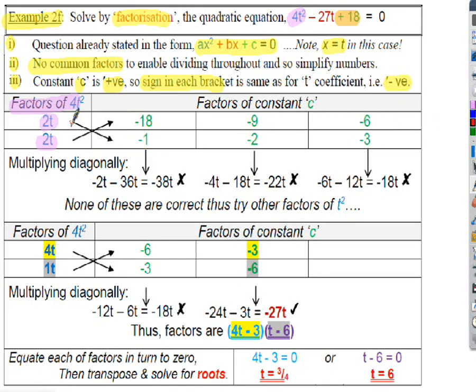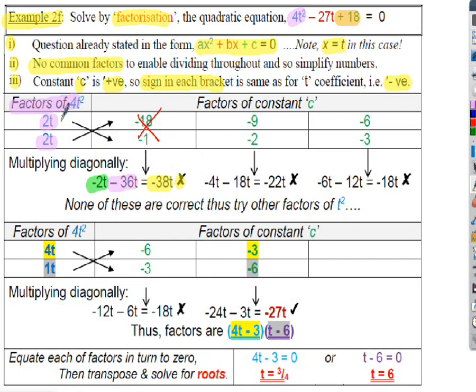So 2t multiplied by, in this case, the negative 1 would give me negative 2t, and then the 2t cross multiplied with the negative 18, shown here, would give me negative 36t. When I add them together, negative 2t take away 36t is negative 38t, and that's not correct. That's not the middle term. I'm looking for negative 27t, so that's not correct. So those factors didn't work. Now I can try the next factors of the negative 9 and negative 2.